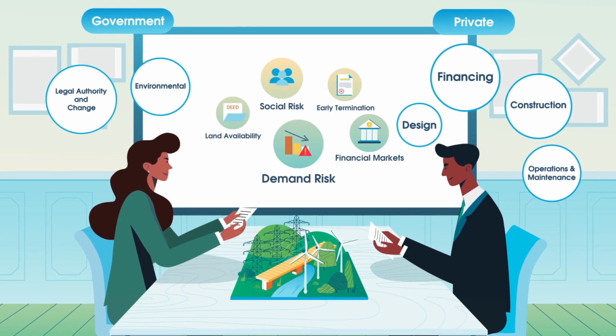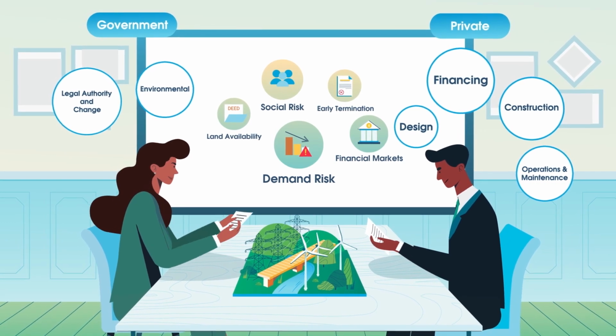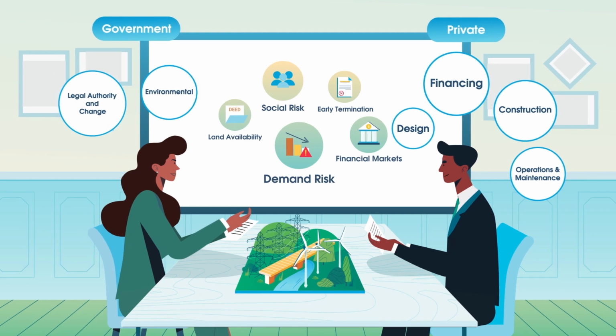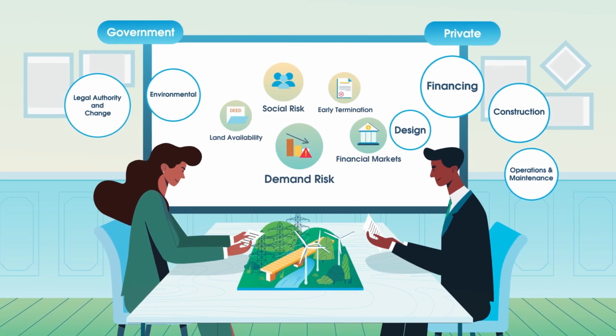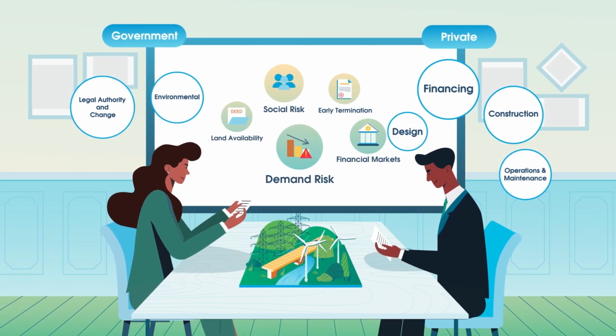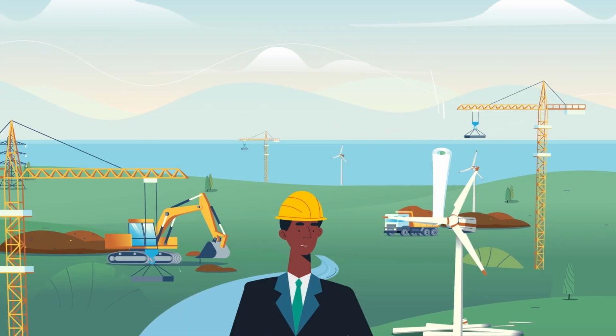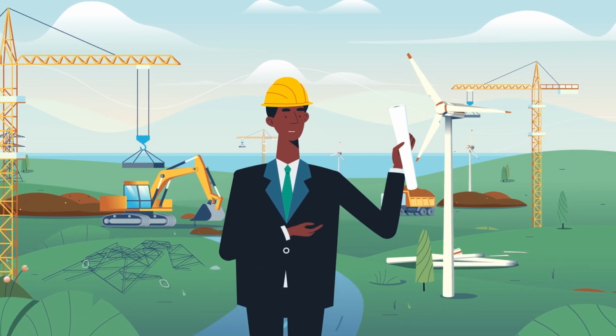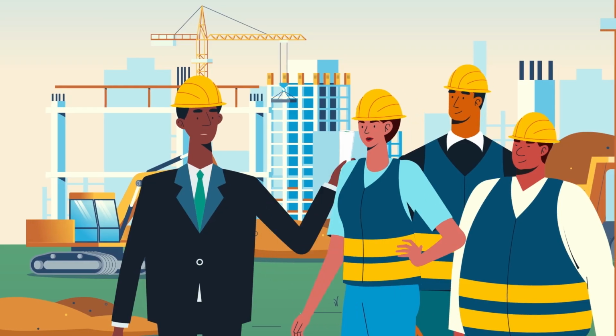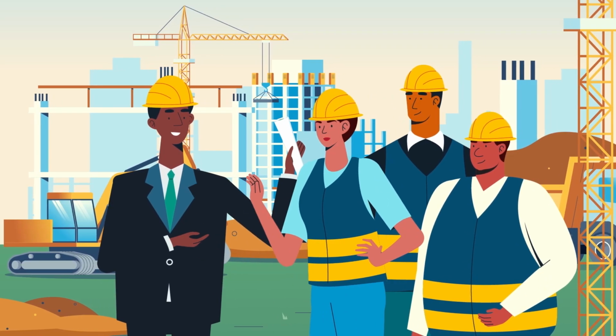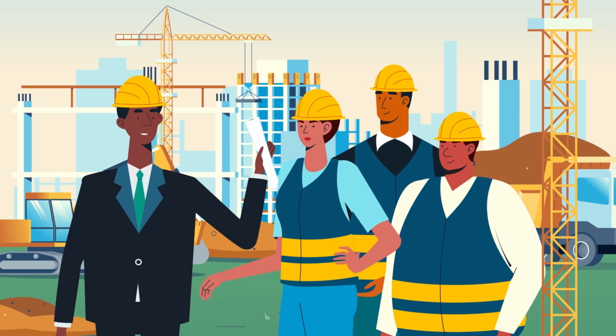If risks are assessed early in the procurement process, they may be mitigated prior to procurement or allocated appropriately in the project documentation to the party best able to manage them. This should result in a reduction of costs over the life of the project, with less likelihood for disputes, excessive claims, insolvency, or early termination.